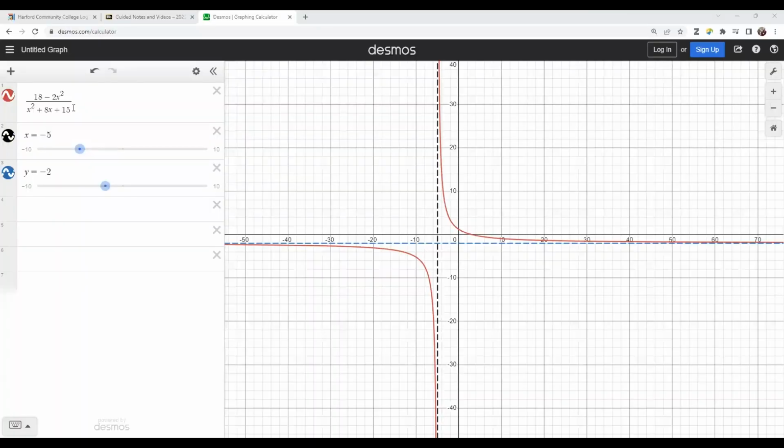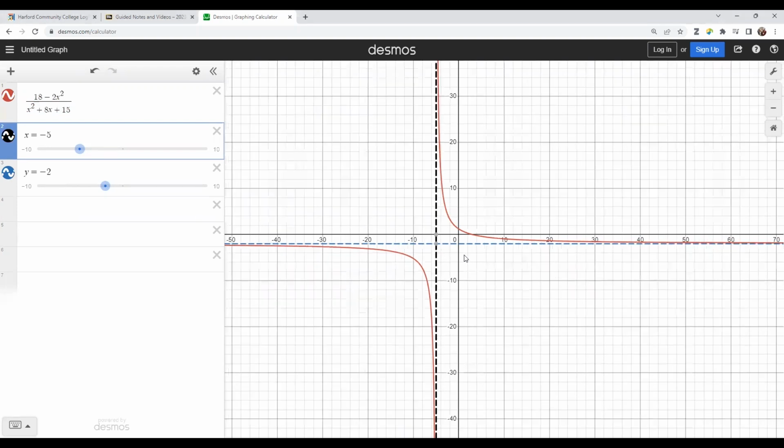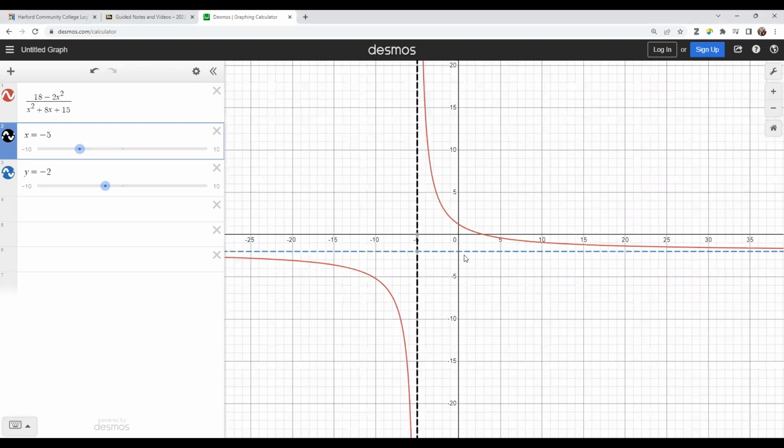So on Desmos, again, I've gone ahead and put the function in. You'll see that in red here. I've also put in x equals -5, which is the black asymptote. And then the y equals -2, which is our horizontal. That's the blue asymptote that you see there. I did not put in x equals -3. That was a hole. Now, one problem with graphing utilities is they're not great at plotting holes.